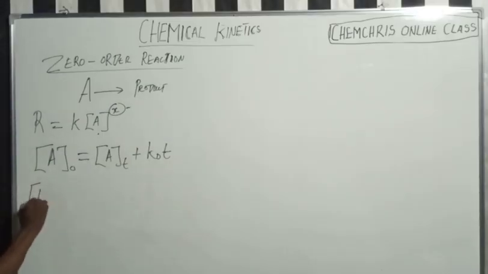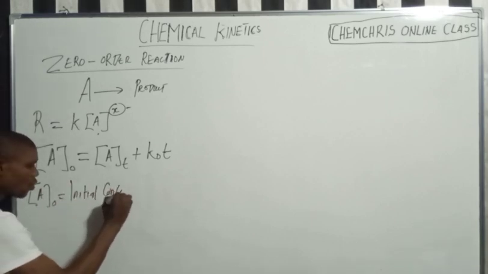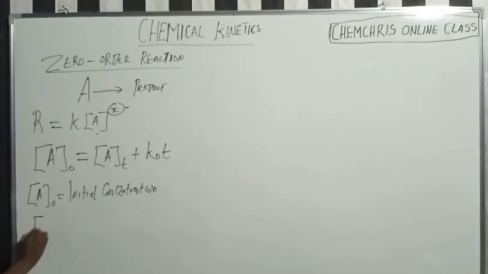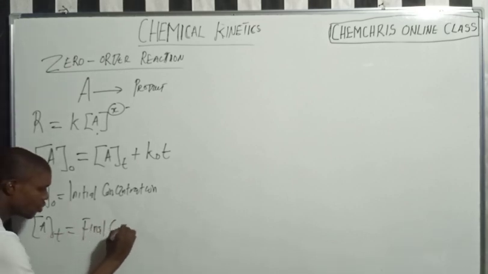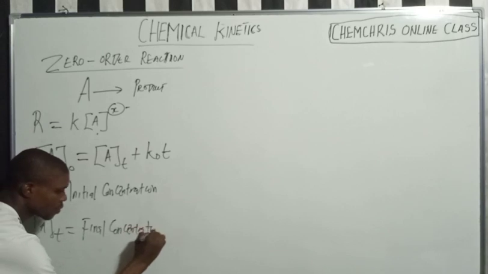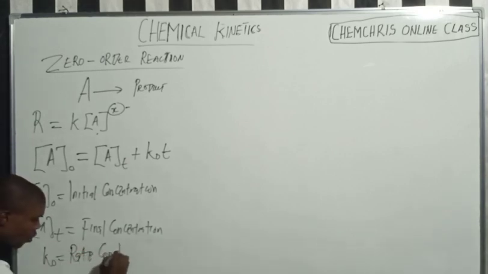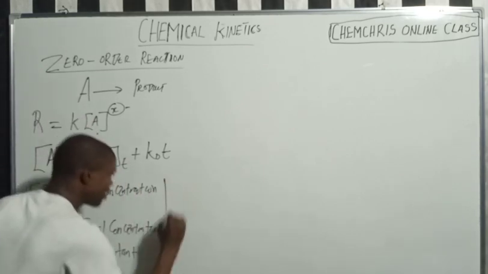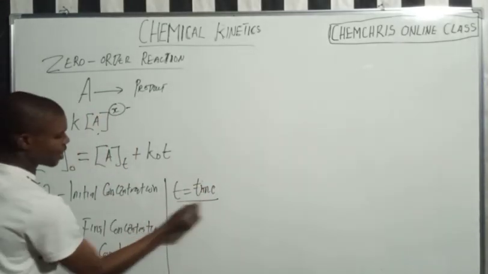Now, what is A naught? A naught is the initial concentration. A t is equal to the final concentration. Now, k naught equals the rate constant. And t is time.